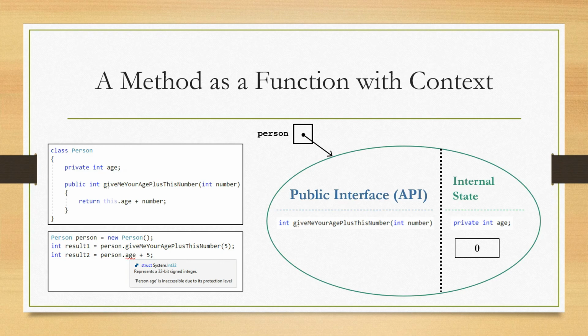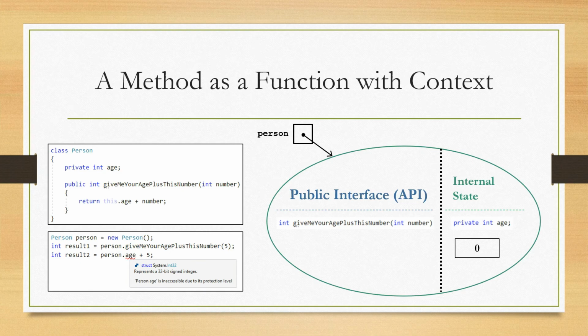Here I've provided a proper function that belongs to an object. So that's what the title means when it says a method is a function with context. When you look at the code on the left where it says public int give me your age plus this number, it takes a number and it returns this dot age plus number.